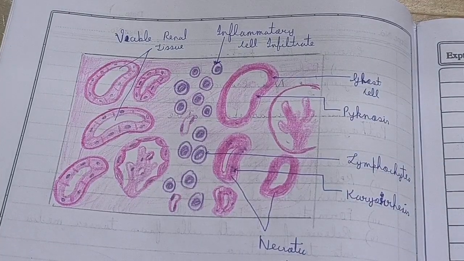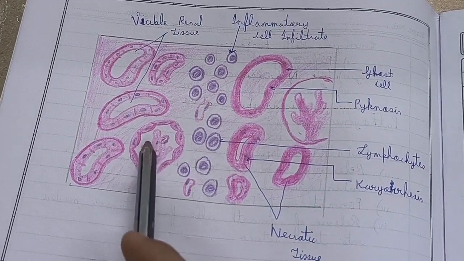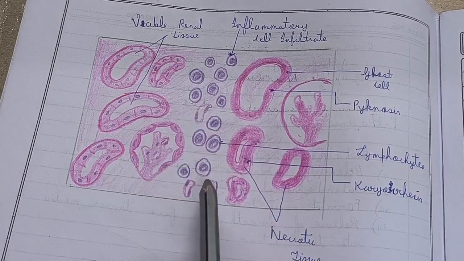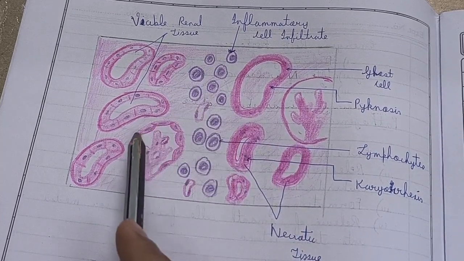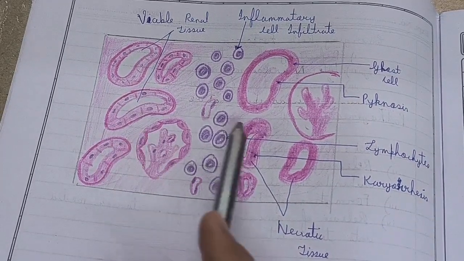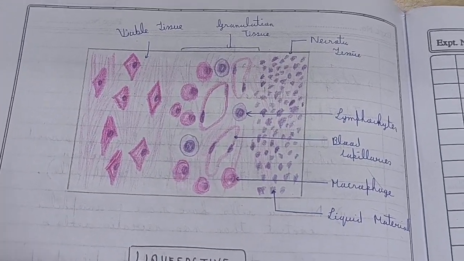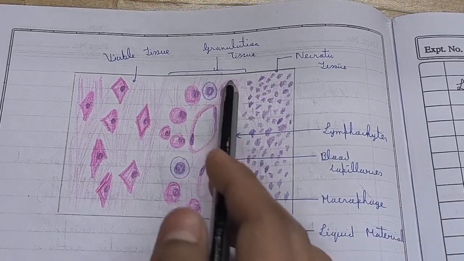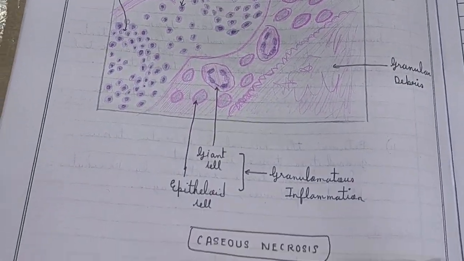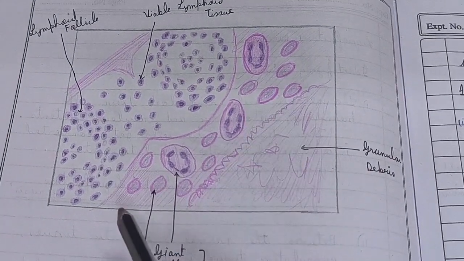So friends, one thing that you should know: in coagulative necrosis, between the normal tissues and necrotic tissues, a junction is present. So in this coagulative necrosis, normal tissues and necrotic tissues are seen. Just like in liquefactive necrosis also, normal tissues and necrotic tissues are seen, and a junction is also present between them. And in caseous necrosis also, it is the same thing. Normal tissues are present, necrotic tissues are present, and between them a junction is present.